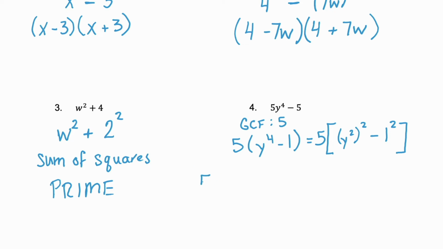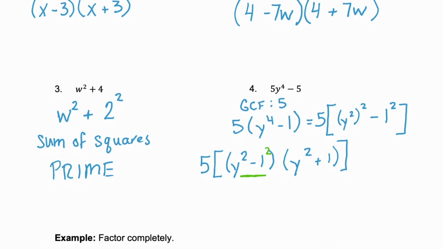So inside of the brackets, we have y squared minus 1 and its conjugate, y squared plus 1, for our difference of squares. Are we done? We're not done. Look at this first binomial inside of our parentheses. We have y squared and we have 1. And I just told you 1 is sneaky. This 1 could be 1 squared. As 1 squared, we have another difference of squares here. So we can keep on factoring.